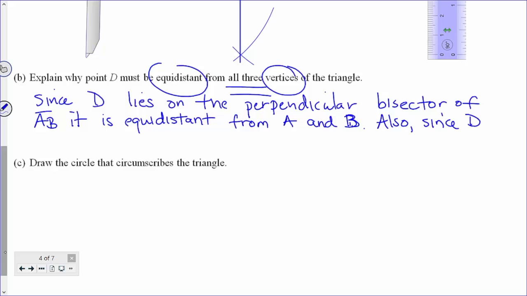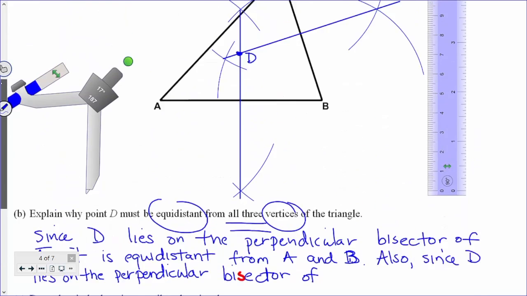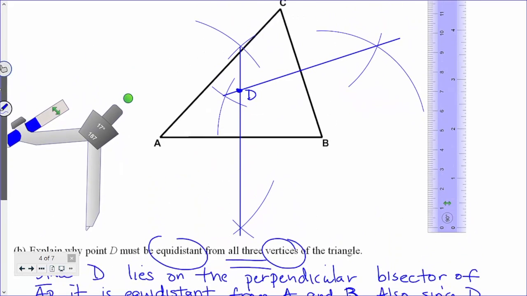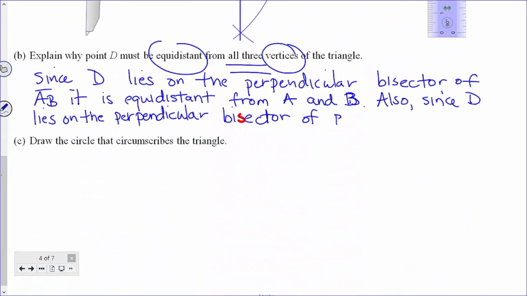But likewise, I'll say also, since D lies on the perpendicular bisector of BC, right? D lies on the perpendicular bisector of BC. It lies equidistant from C and B.